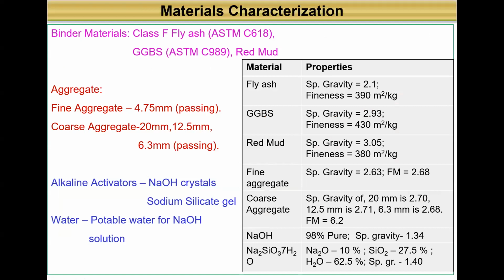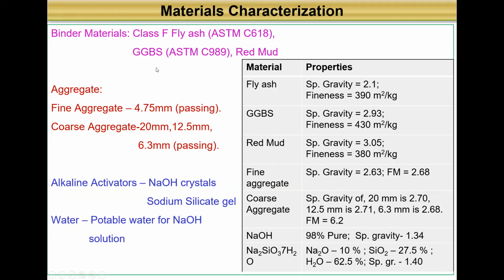So here we are dealing with the design mix. This is the crux of any geopolymer concrete or alkali activated concrete. Two binder materials are considered. One is fly ash, the next is slag. These are the particle fractions and the specific gravity of the materials.